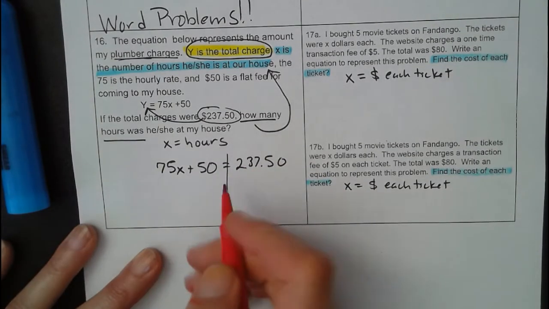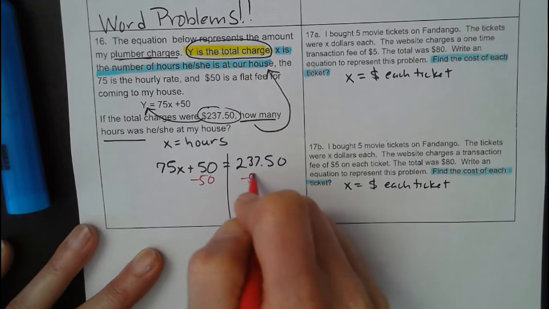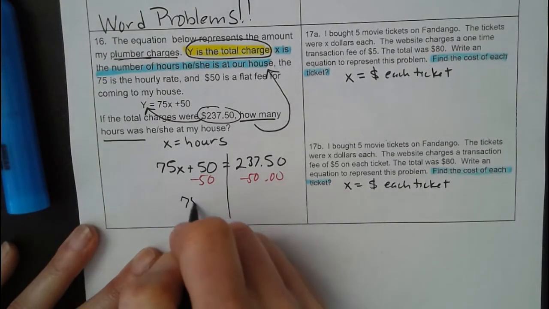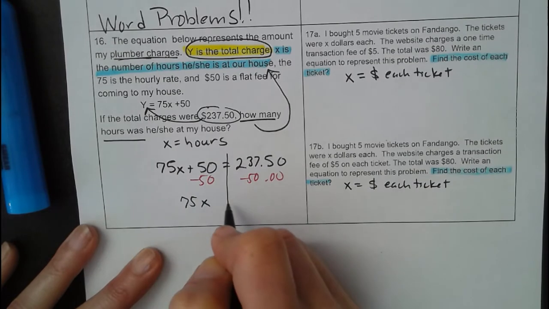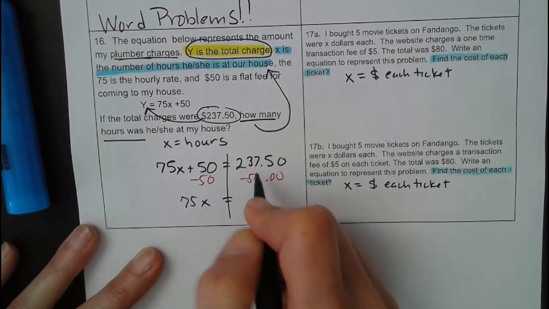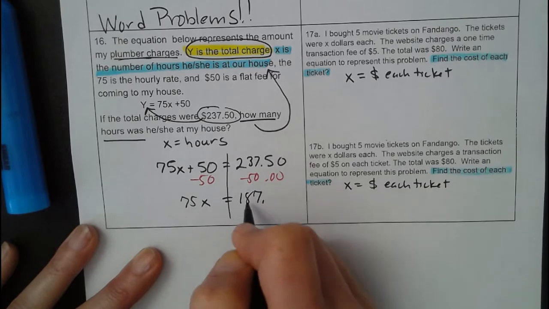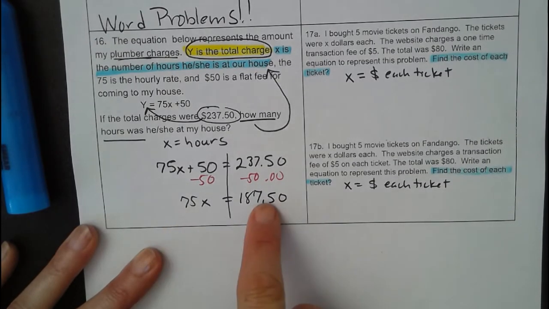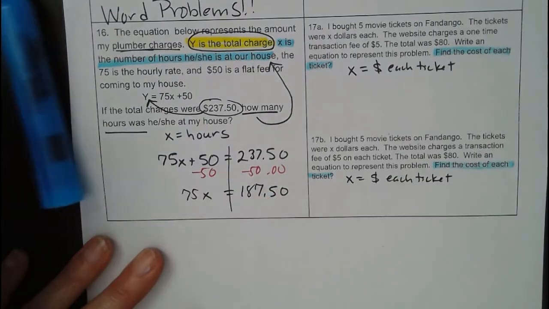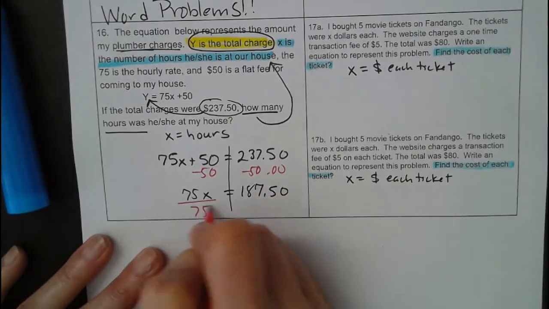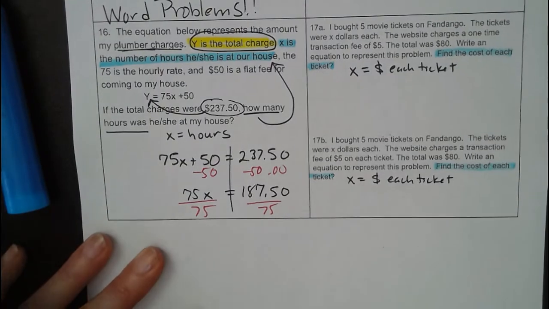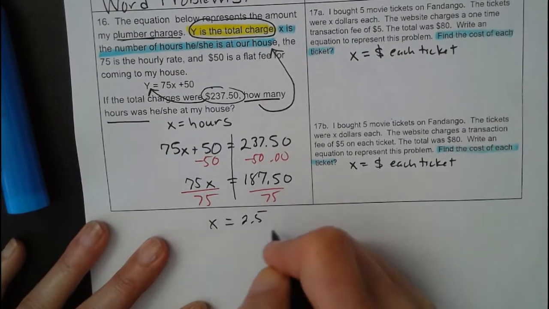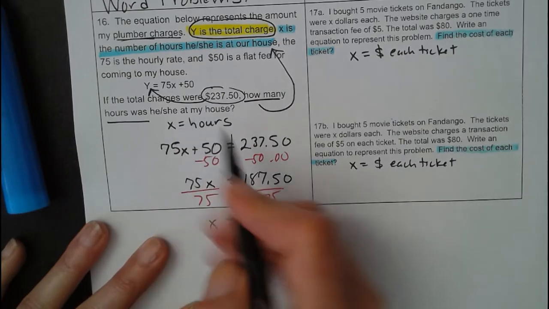Okay, here's your equation. You're going to subtract the $50 service fee, and that's going to give us how many $75 per hours is it going to get? I did this on a calculator earlier. It's 187.50. So how many hours would give us the 187.50? So I'm going to divide by the hourly rate and get my calculator out to help me with that. And it gave me 2.5. And again, that x was hours.